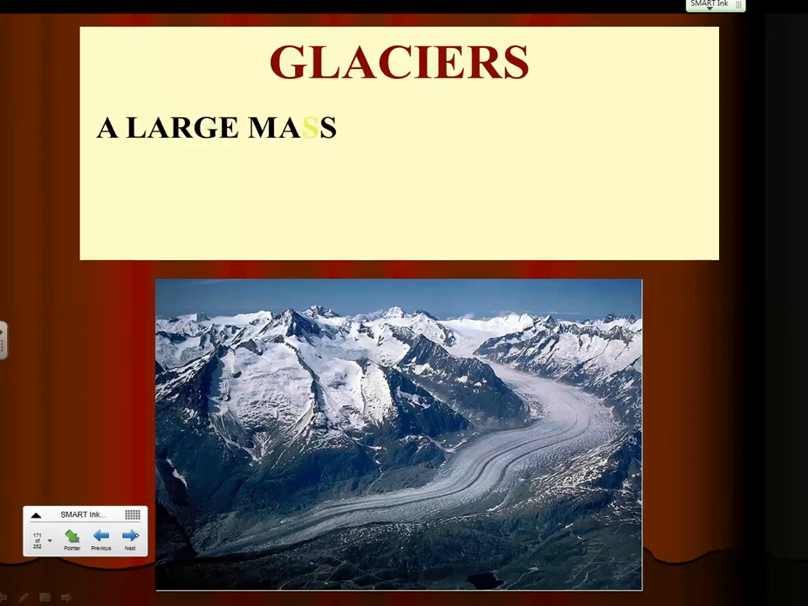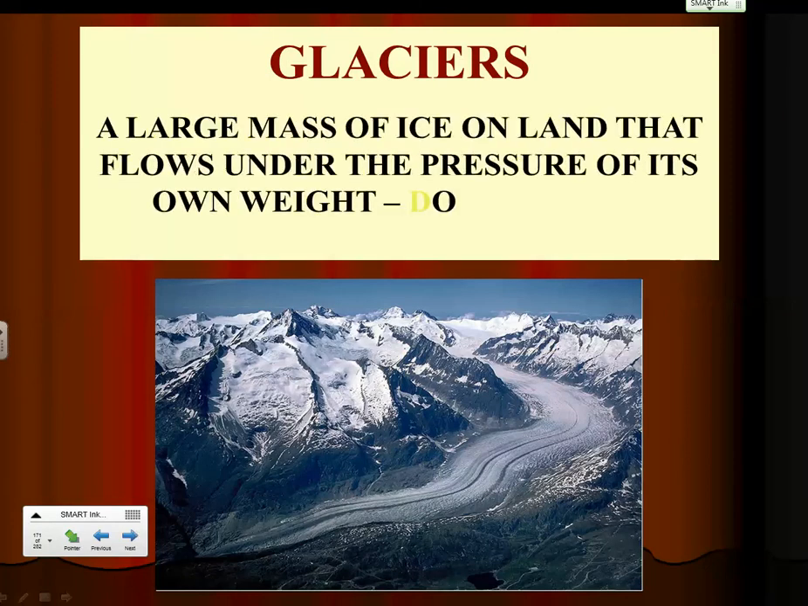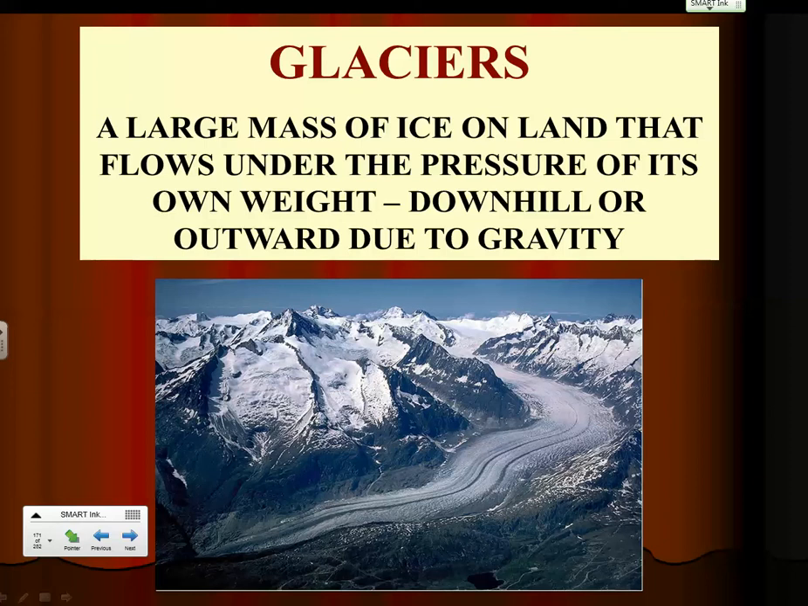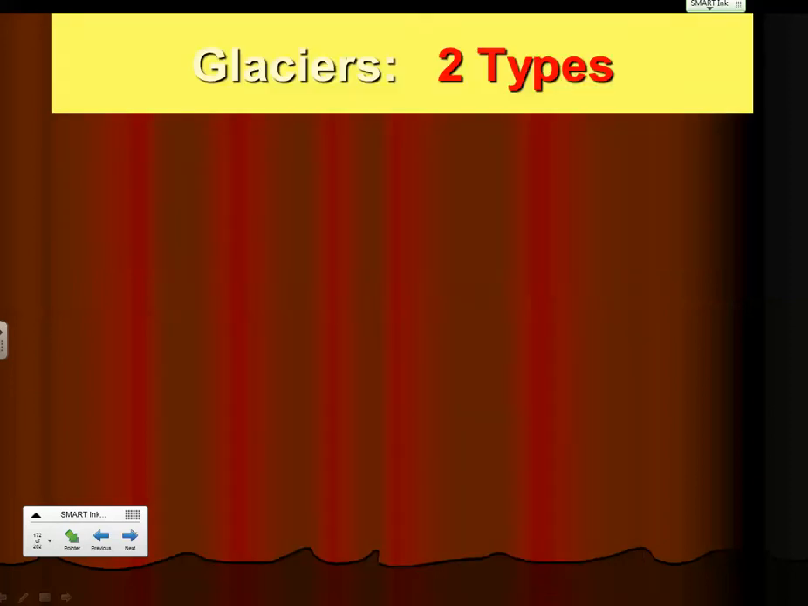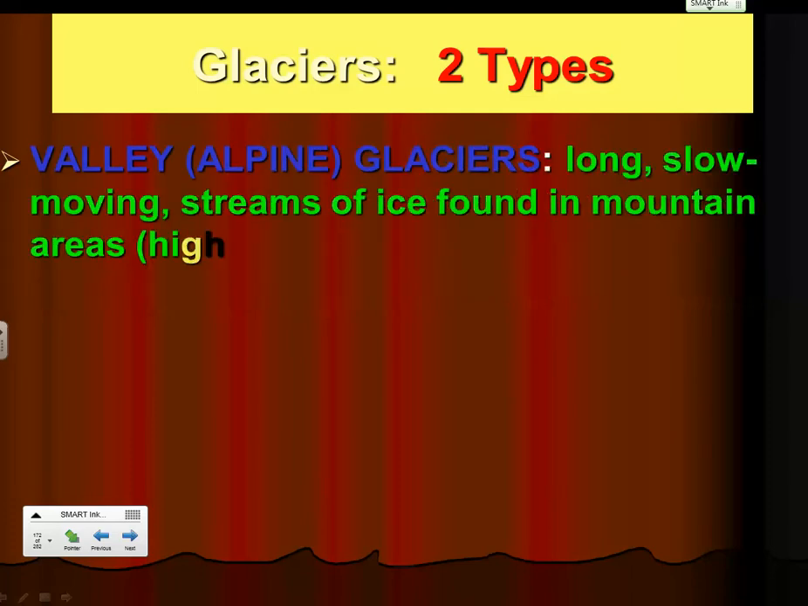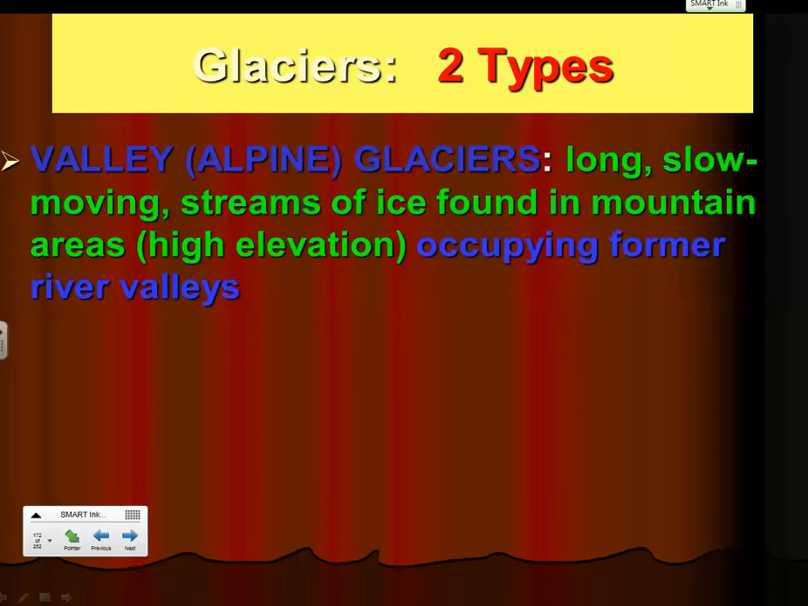Glaciers. Large masses of ice on land that flow under the pressure of their own weight. They can flow downhill or outwards due to gravity. Depends on the two types that we're talking about. Speaking of the two types, we have our valley glaciers. These are long, slow-moving streams of ice found in mountain areas, occupying former river or stream valleys.